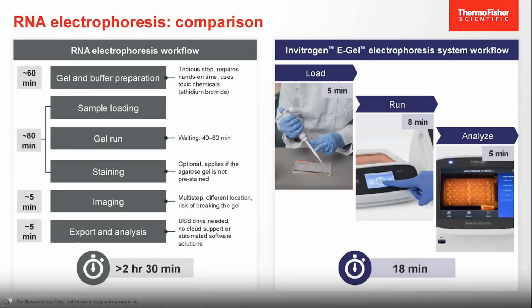Generally speaking, all of this, apart from the sample preparation, can be condensed significantly. Even in the case of using the PowerSnap systems, you can condense the time needed for imaging, export, and analysis as well. So the full workflow, apart from the sample preparation, can very easily be condensed into about 18 minutes, depending on which agarose gel you're using on the eGel electrophoresis system.